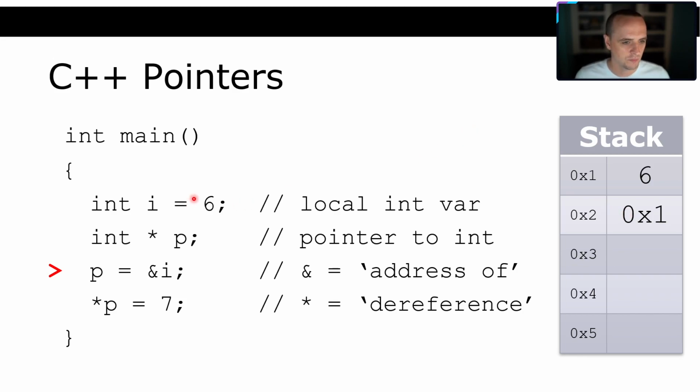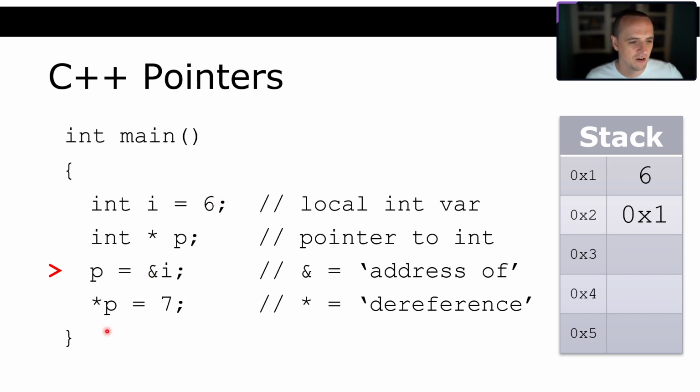Now, one other person said 6, which is kind of intuitive because it looks like we're assigning p the value of i, but this address-of operator is the thing that gets in the way, right? So p is not getting the value of i, which would have been 6. It's getting the address of i.